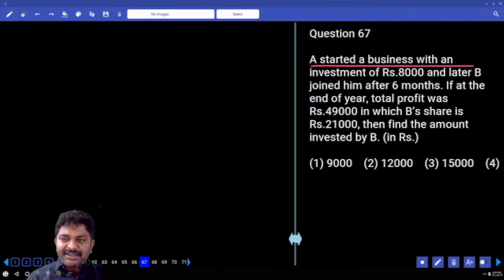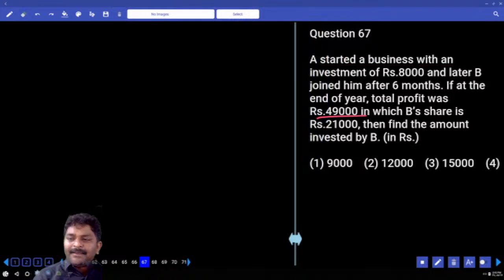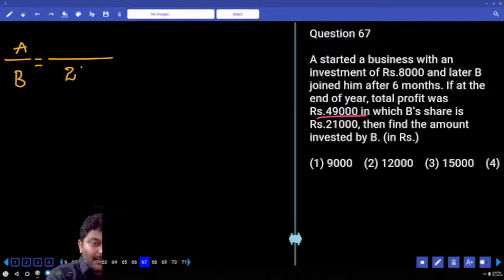A started a business with an investment of 8,000. Later, B joined him after 6 months. If at the end of the year the total profit was 49,000, in which B's share is 21,000, find the amount invested by B. Easy. How much is total profit? Out of that, B is getting 21,000. Remaining? Then A gets 28,000 only. You need to write 3 more zeros in both numerator and denominator, and they get cancelled, so we are not writing them.